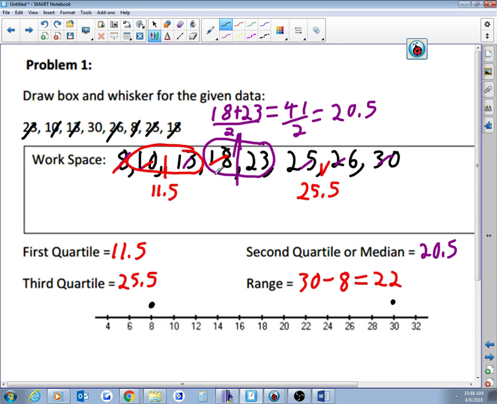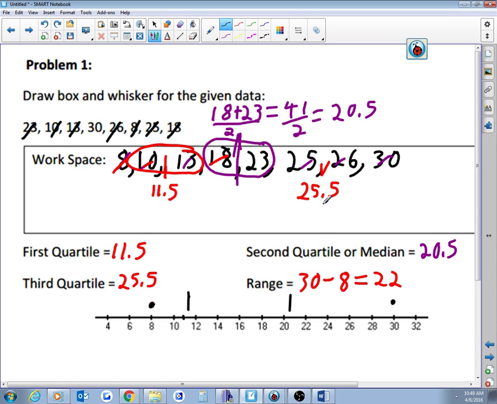Now, for our median, we're going to have a line over our median, which is 20 and a half. So that would go right about here. And then we put our line for our first quartile, or our lower quartile, which is 11 and a half. That would go right about here. No, actually, that would go closer, a little bit further. So 11 would be right about there. So 11 and a half would be right about here. So that's our first quartile.